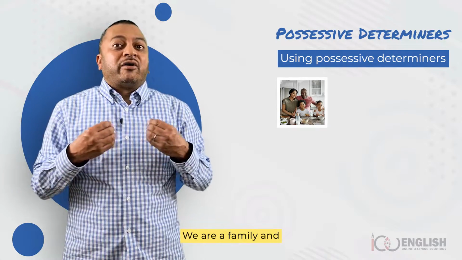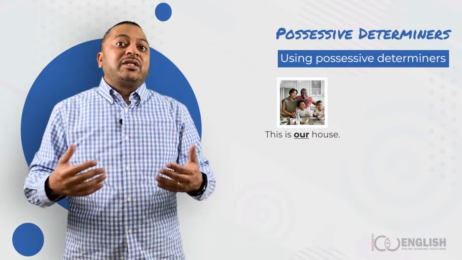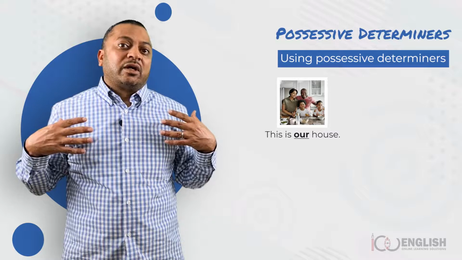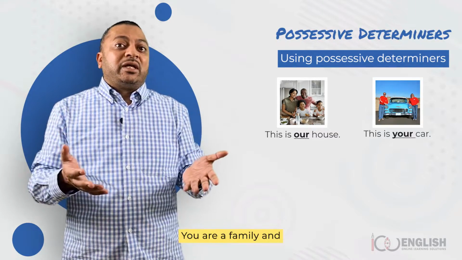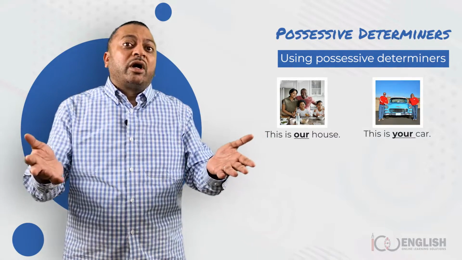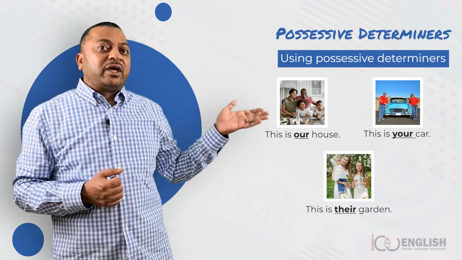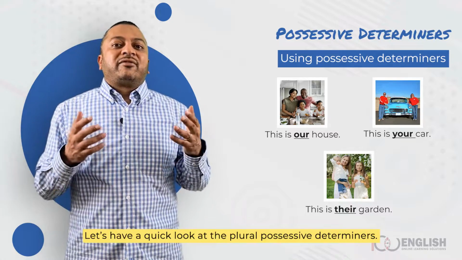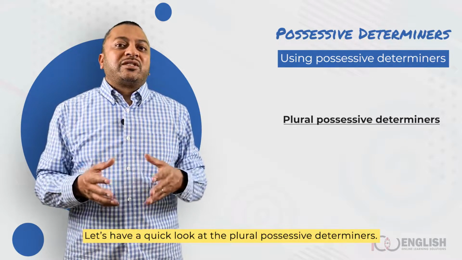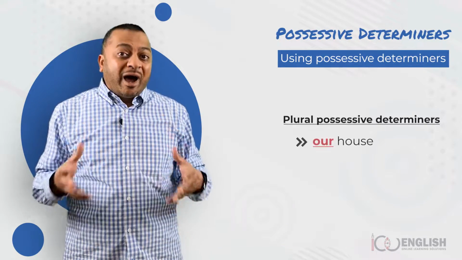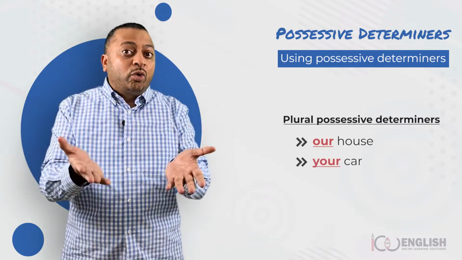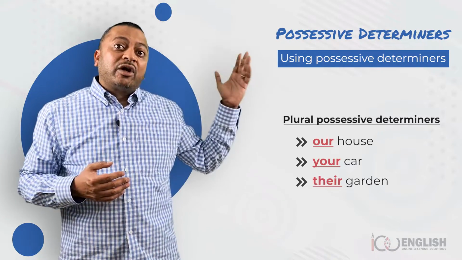We are a family and this is our house. You are a family, and this is your car. They are a family, and this is their garden. Let's have a quick look at the plural possessive determiners. Our house, your car, their garden.